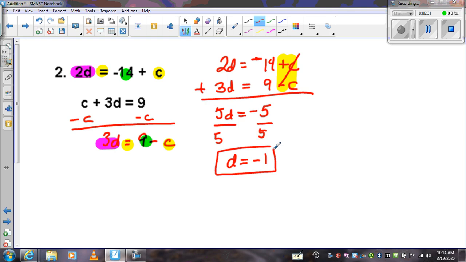To get my second answer, you've got lots of options. You actually have your original equation right here. You've got a second original equation. And then you have the one that you rewrote, which is equivalent to one of the equations. You could use any of those three. I think I'm going to use the C plus 3D equals 9.